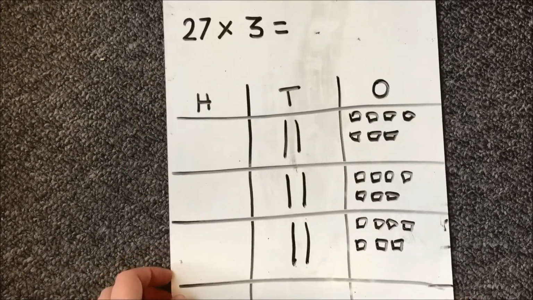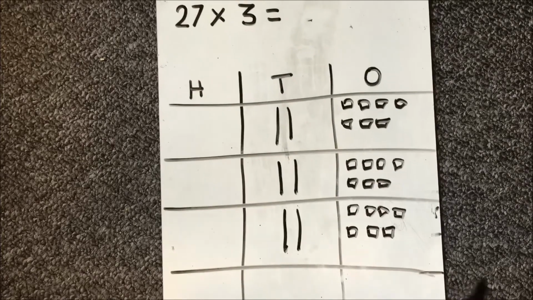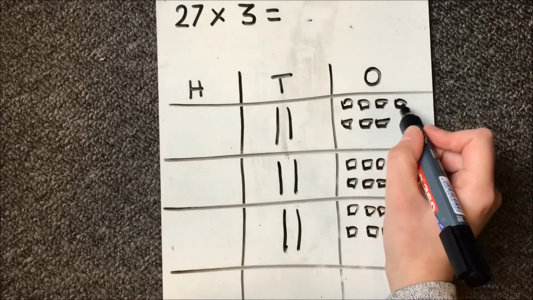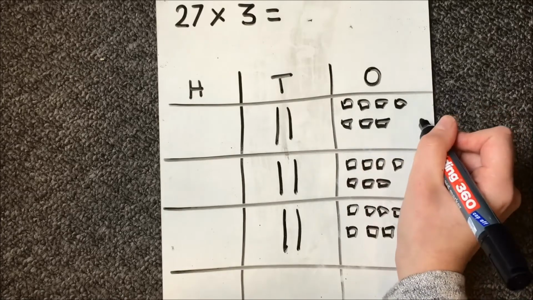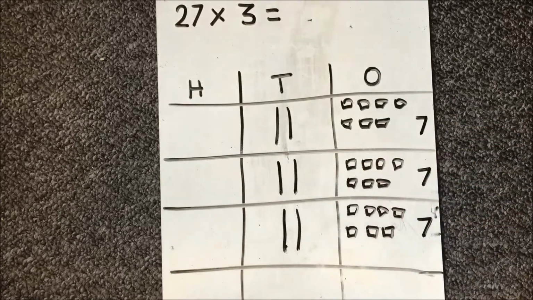How am I going to get my answer? That's right, I need to count up my ones. Remember, we always start with the smallest ones as they're very impatient. Can you see that there's a problem though? It looks like I have too many ones. So I have 1, 2, 3, 4, 5, 6, 7 in here, 7 in here, and 7 in here. What does that make all together?